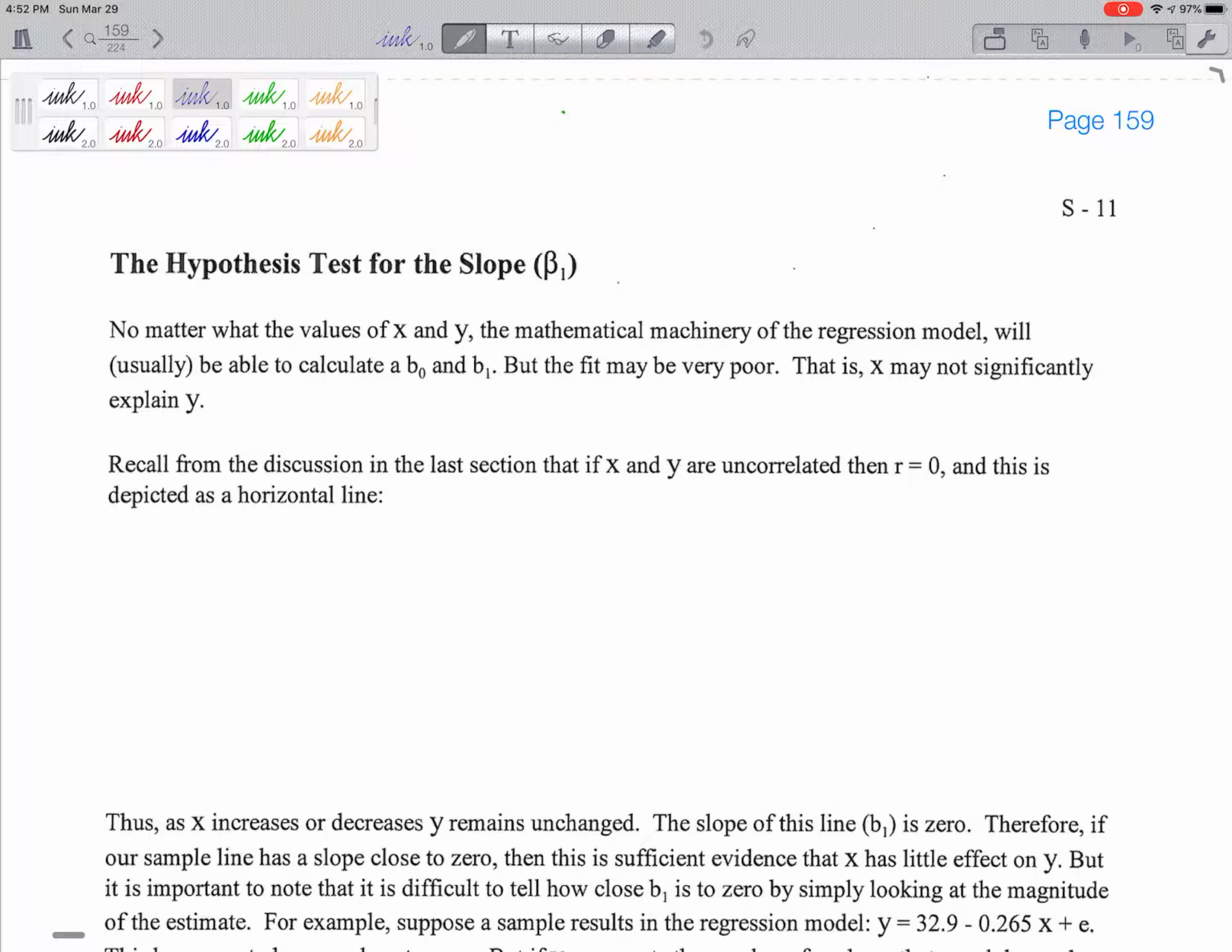So we're going to come up with a formal t-test on testing whether the slope is equal to 0 or not. Now, once again, why is it important that we're talking about the slope being equal to 0? Well, let's take a look here.